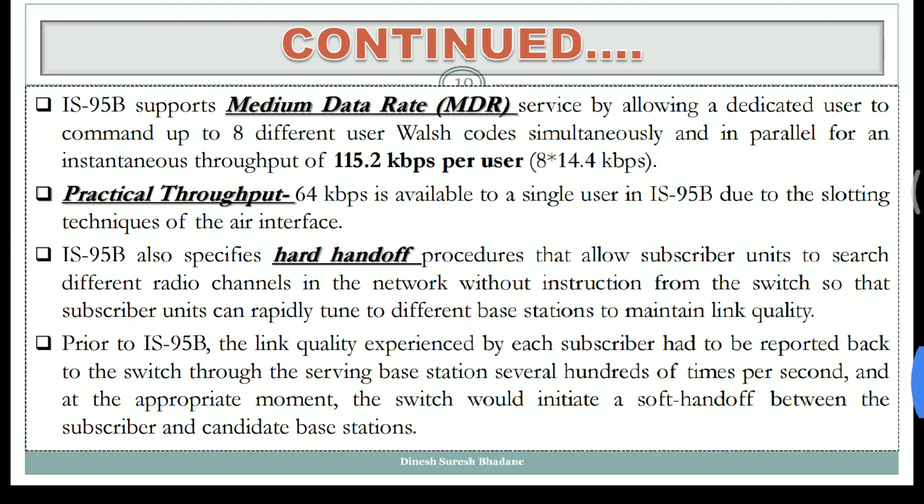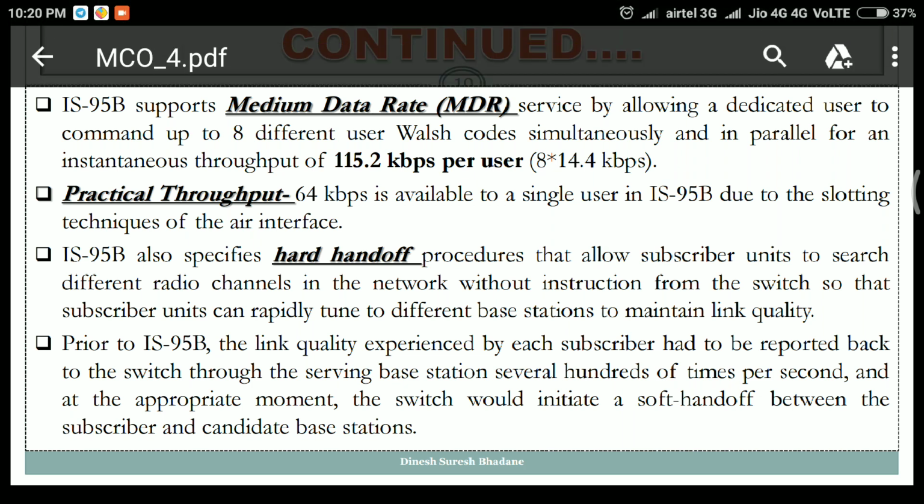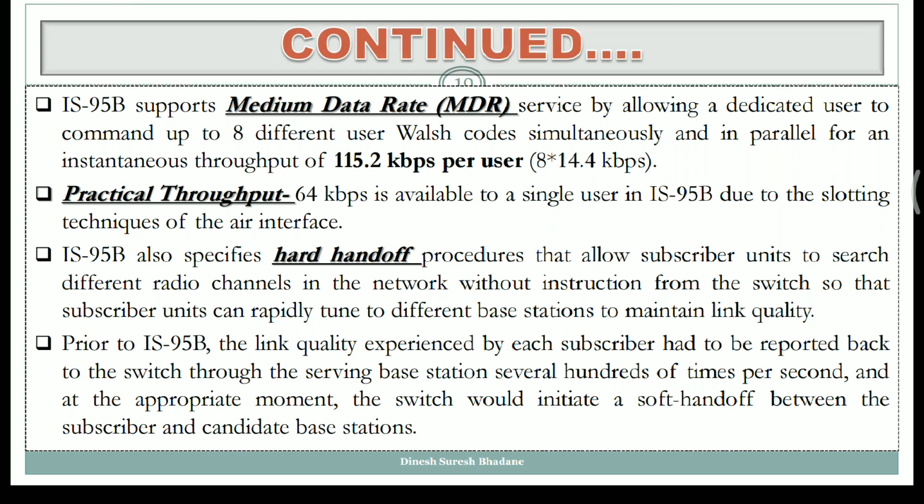The next features of IS-95B are: IS-95B supports medium data rate, so-called MDR service, by allowing a dedicated user to command up to 8 different user Walsh codes simultaneously and in parallel for an instantaneous throughput of 115.2 kbps per user. Its practical throughput is about 64 kbps, which is available to a single user in IS-95B due to the slotting techniques of the air interface. This also signifies hard handoff procedures that allow subscriber units to search different radio channels in the network without instruction from the switch, so that subscriber units can rapidly tune to the different base stations to maintain the link quality.